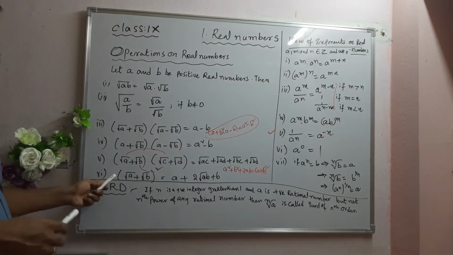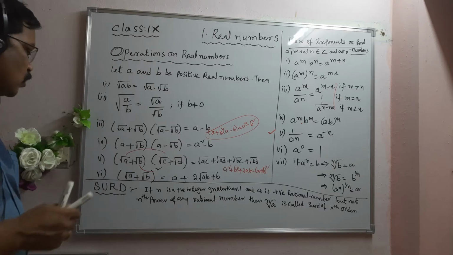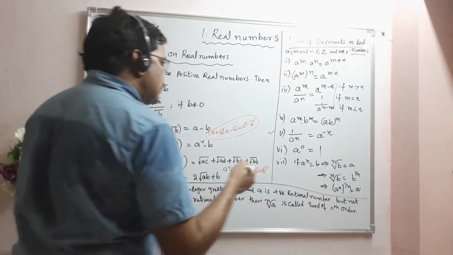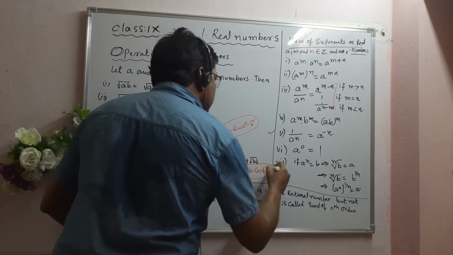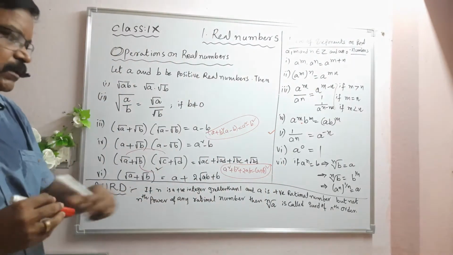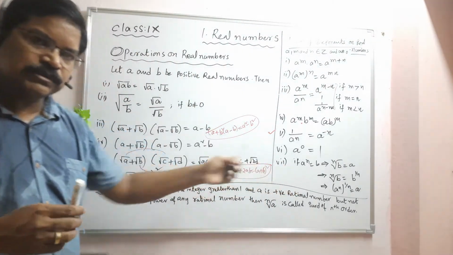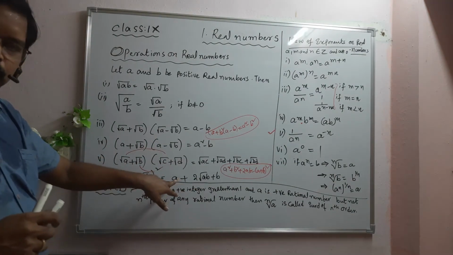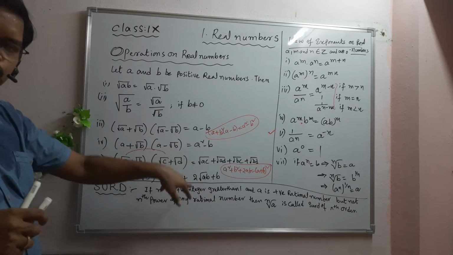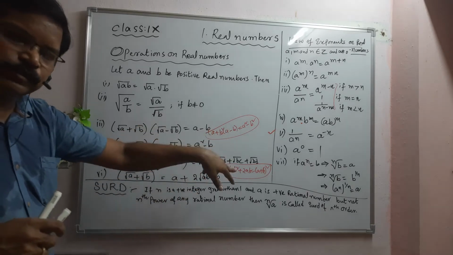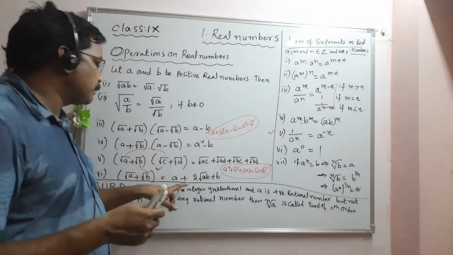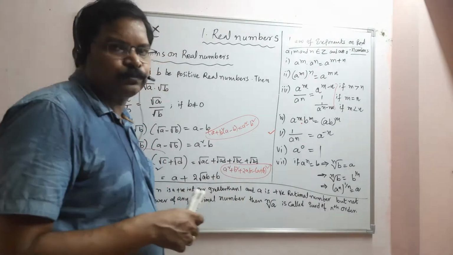Coming to the sixth operation, root a plus root b whole square. So this is in the form of a plus b whole square. That means a square plus b square plus 2ab is equal to a plus b whole square. Just expand using that. So that is root a whole square plus 2 times root a into root b plus root b whole square. Here and here square and root get cancelled. Then finally a plus 2 root ab plus b.